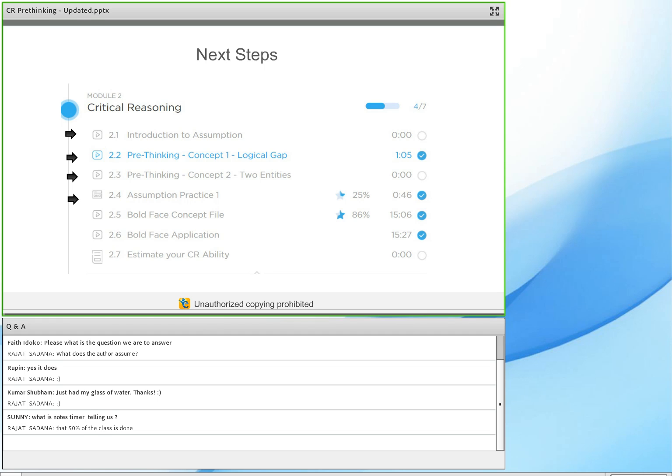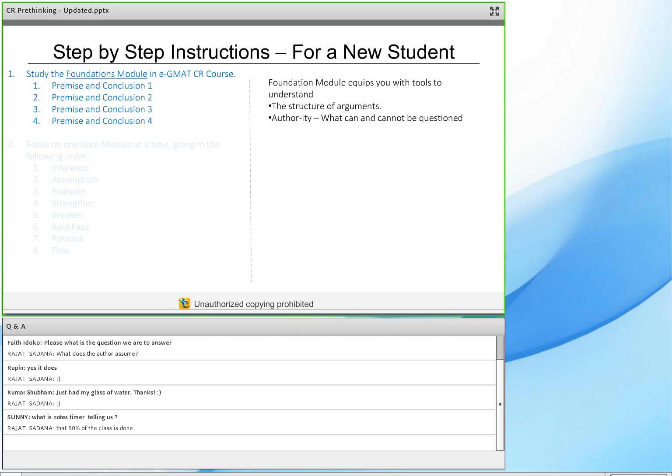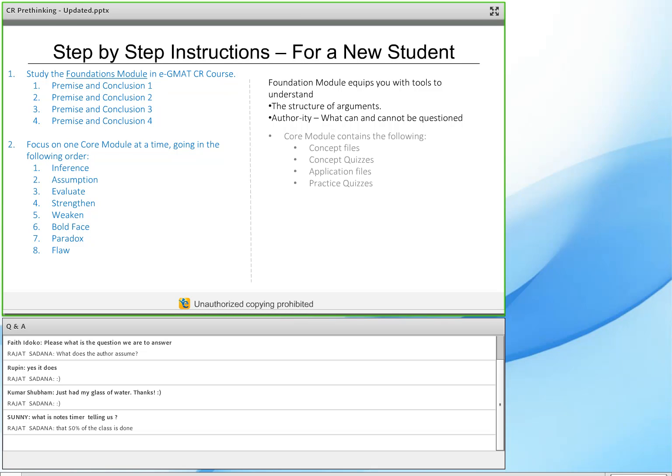This is if you are not a paid user. If you are a paid user, make sure you go through the foundation concepts. Then you go through each of these modules in a certain order. You already saw how working on inference allows you to extract information from the argument, and that helps you in assumption questions. It also helps you further on in evaluate, strengthen, and weaken questions. In each of these core modules, you're going to see the concept files, the corresponding quizzes, and the application files and practice quizzes as well. And at each point, you will get feedback.